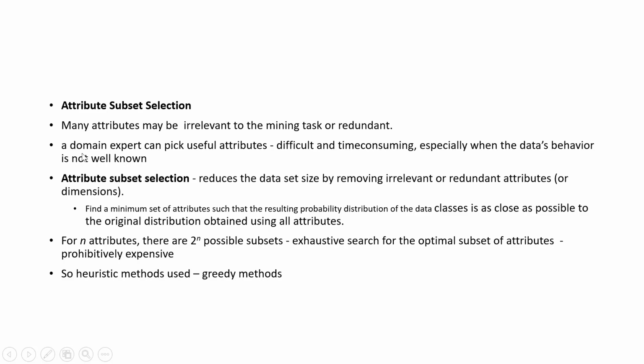So one method is for the domain expert, he or she, to pick the useful attributes, but this is difficult and time consuming, especially when we do not know the behavior of the data in the particular domain. Sometimes we are able to identify the possible attributes when the domain is known to us. Say, for example, we are going to find out about student performance in college. Since the domain is familiar to us, we might be able to identify which attributes we need, so the expert can do it.